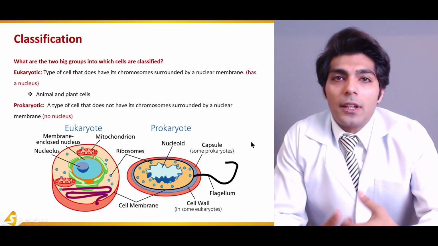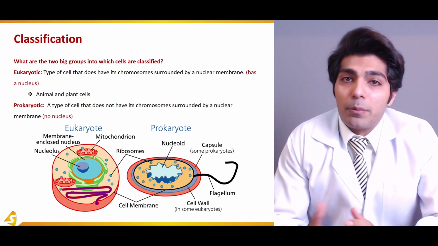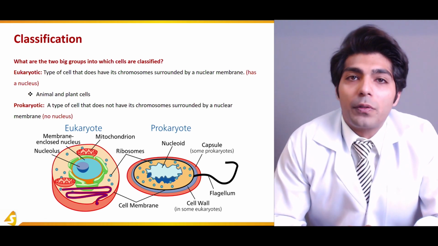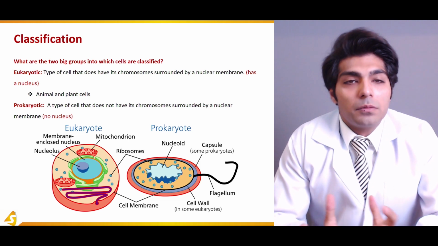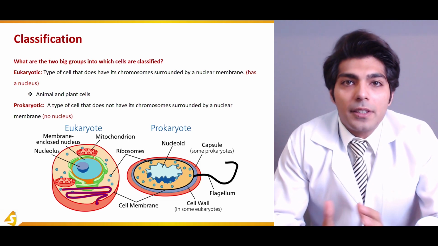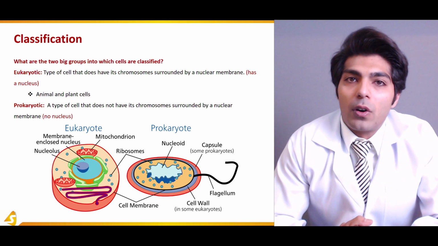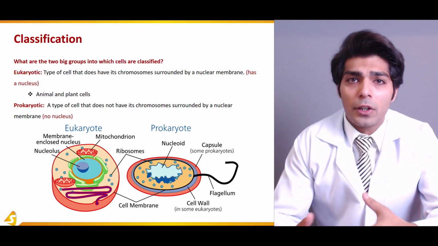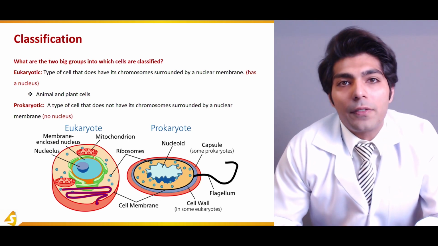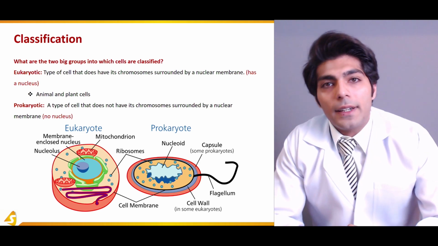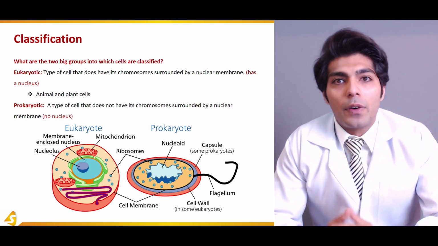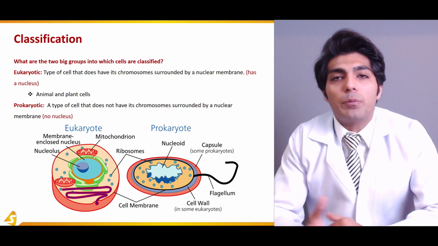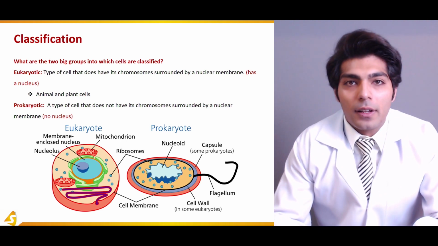So human cells or animal cells and plant cells are examples of eukaryotes, and bacteria, rickettsia, and viruses are examples of prokaryotes. We're going to be discussing the difference between the two forms, and we are going to find out a few distinctive points between the two in further slides.